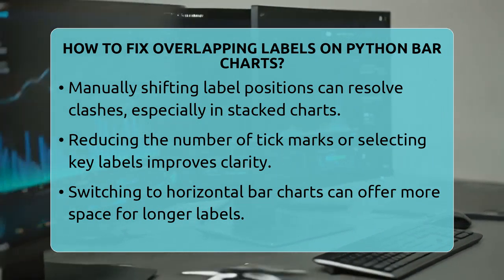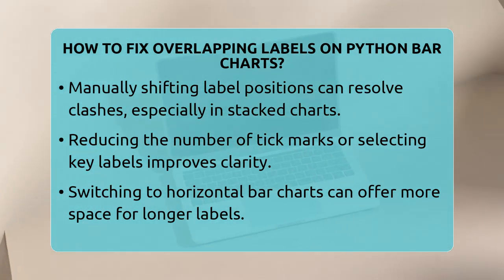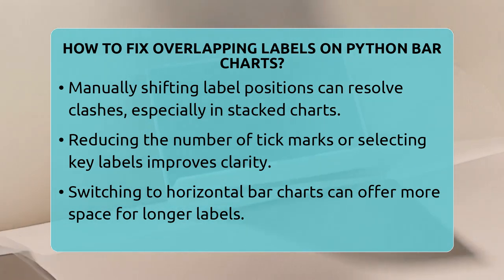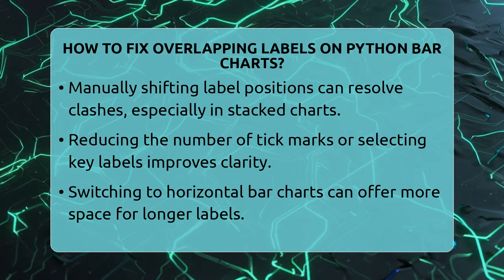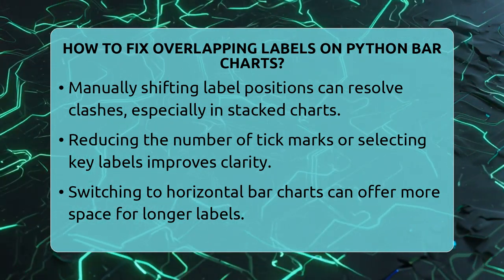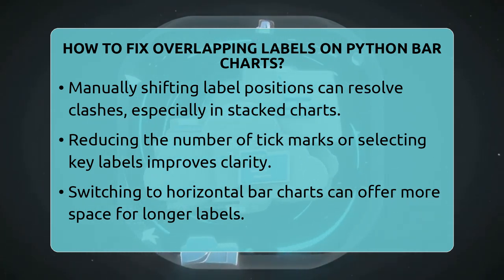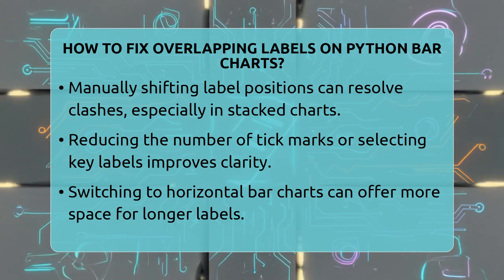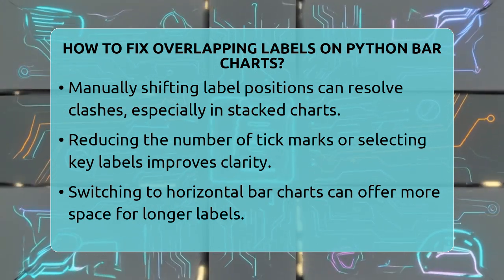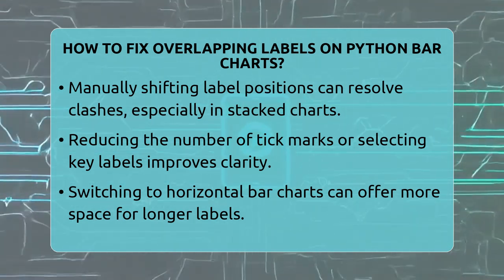When you have many labels, consider reducing the number of tick marks or only showing key labels. You can do this by setting major tick locators or using set_xticks with specific positions. Switching to horizontal bar charts can also help because the y-axis typically has more space for longer labels. If labels are too long, shortening them or using abbreviations can make a big difference. For example, instead of February, just write Feb.